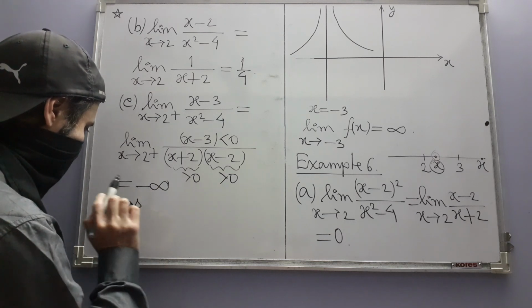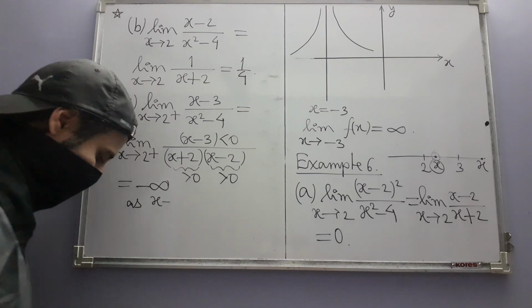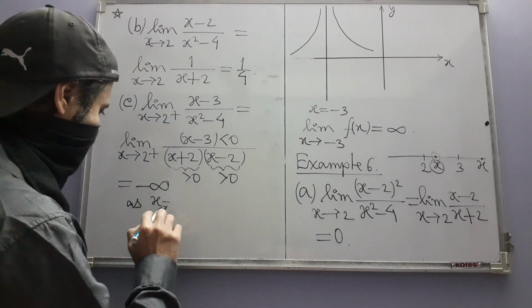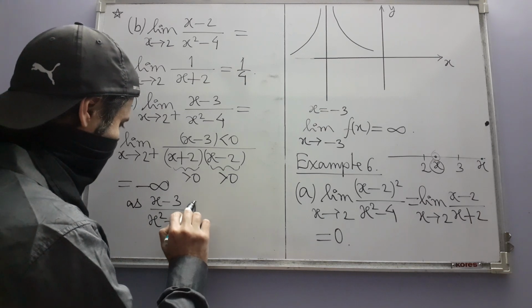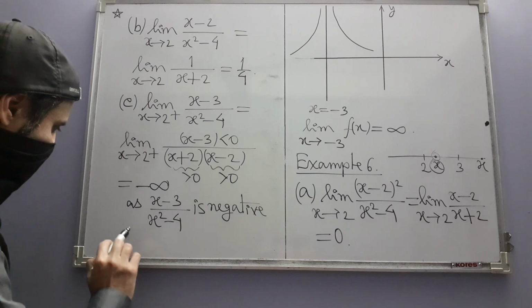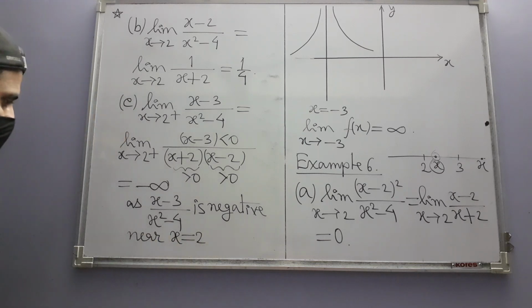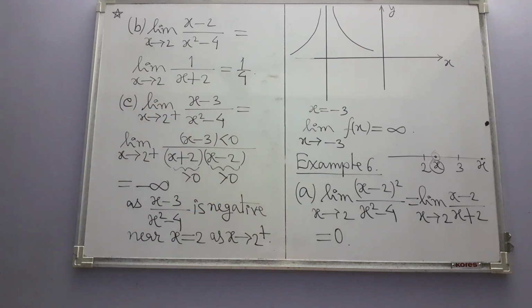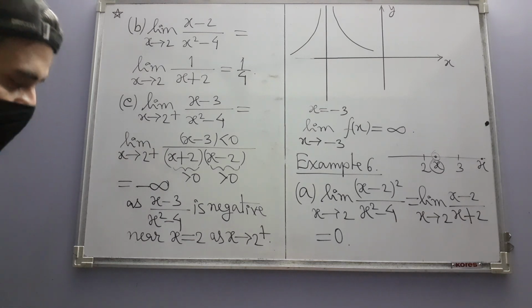and the authors have also written that the function itself is negative near x equal to 2 as x approaches 2 from the right side. So that's why here the infinite limit is minus infinity.